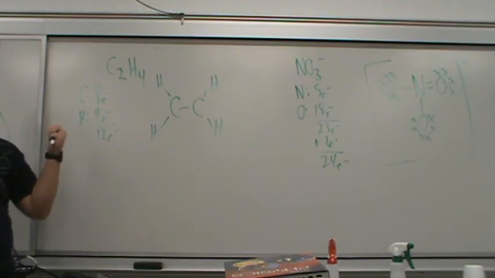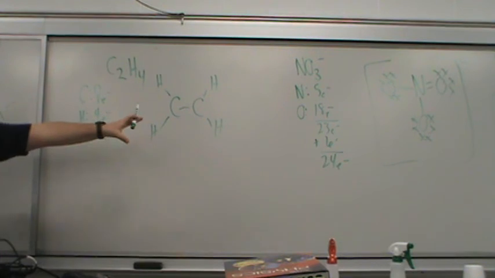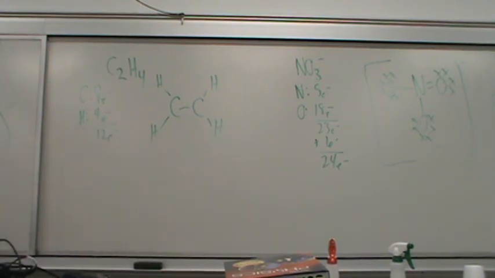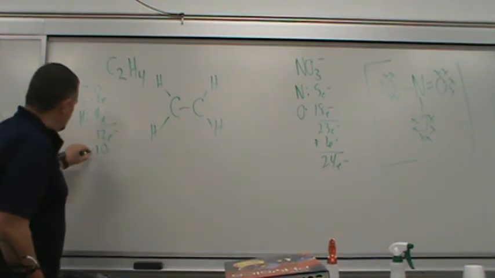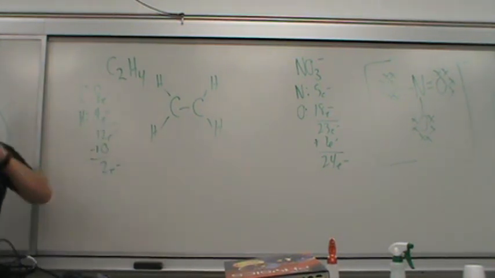We'll watch the last part of this on the video, okay? All right, so now, we look at our skeleton structure. How many electrons have we used up so far? 10. Now we have 2 remaining, right?